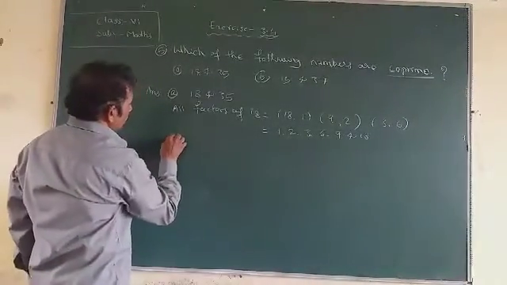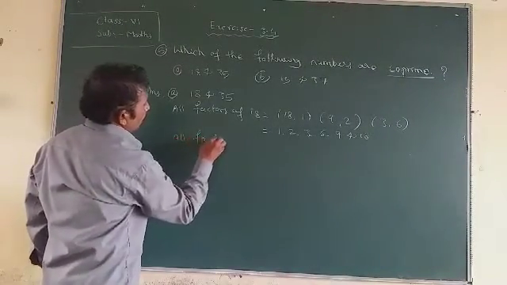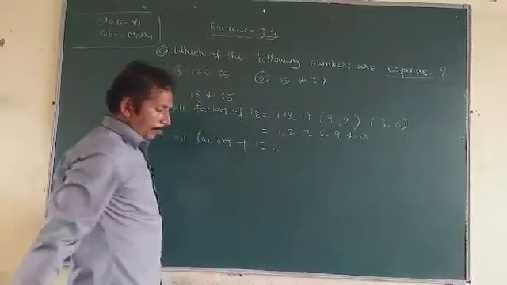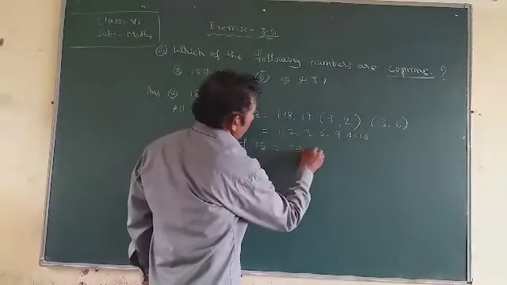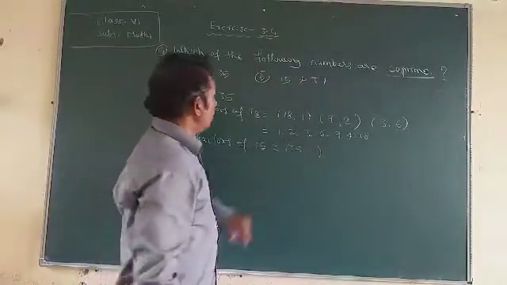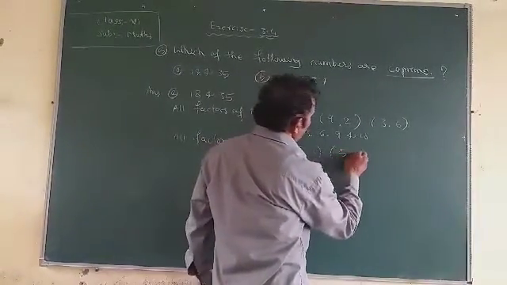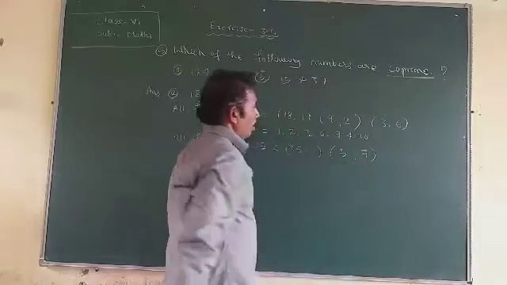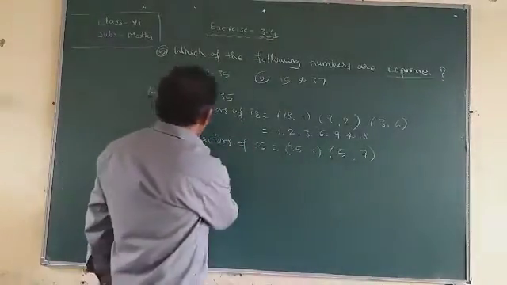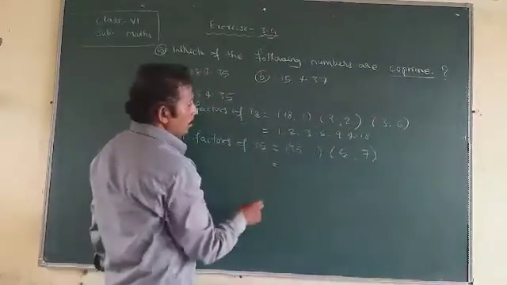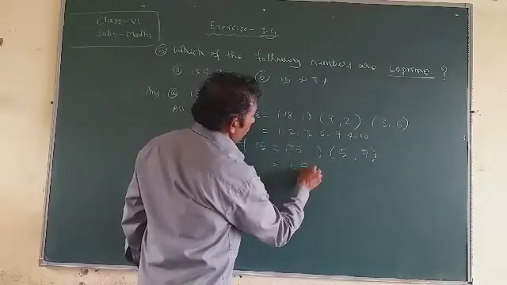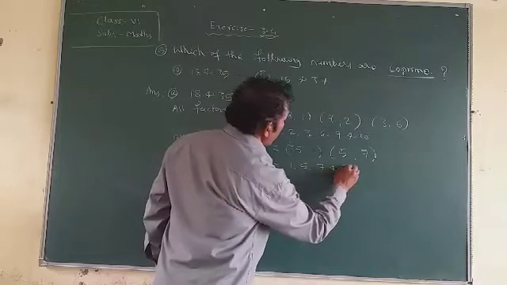Similarly, all factors of 35 is equal to, 35 ones are 35, and 1 and 35 are the factors of 35. Similarly, 5 sevens are 35. 5 and 7 are also the factors of 35. Therefore, all the factors of 35 is equal to 1, 5, 7, 35.